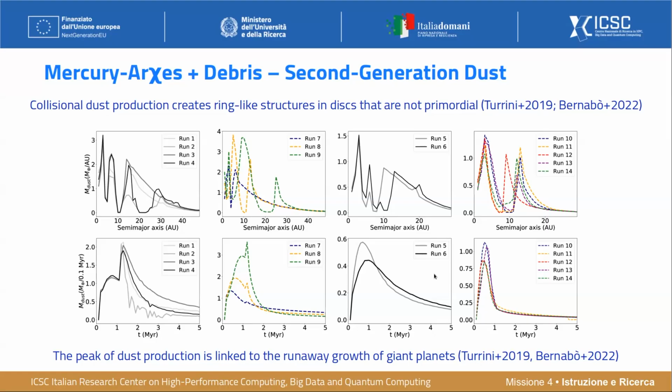Below you see instead the temporal evolution, because we can also resolve the dimension of time by combining debris and Mercury-Arxes, and you see that there can be multiple peaks. For example, one when the core reaches its final peak mass, and then another one when there is the runaway gas accretion. So this is a very brief introduction to all the set of things we can do with Mercury-Arxes and the satellite codes of the Arxes suite.